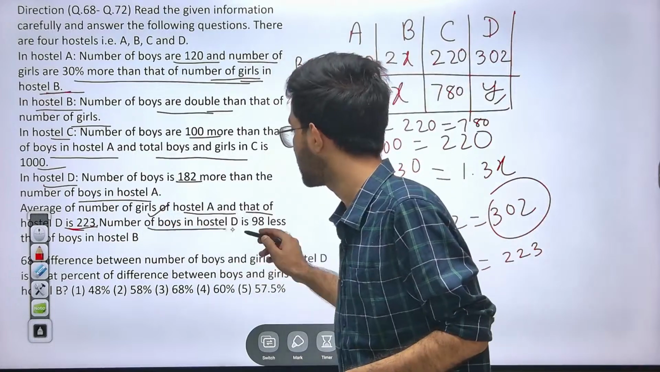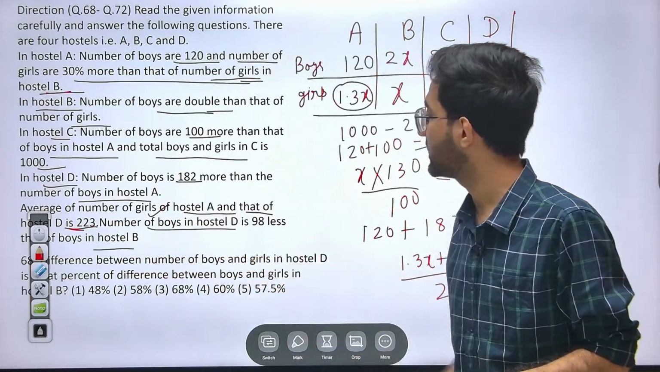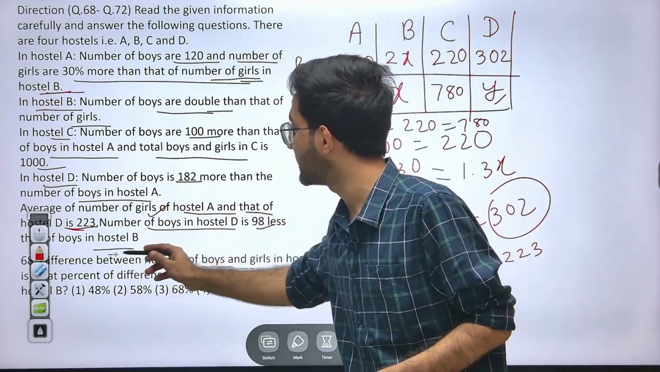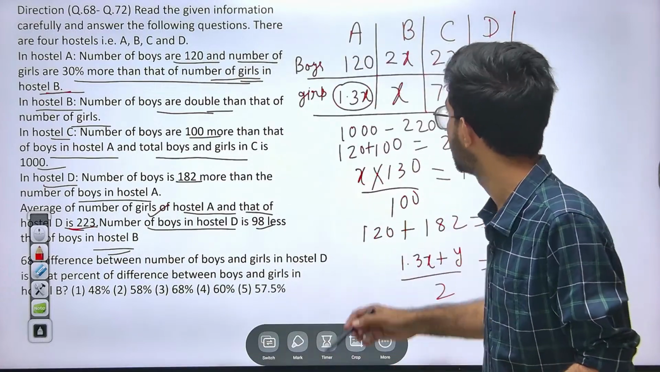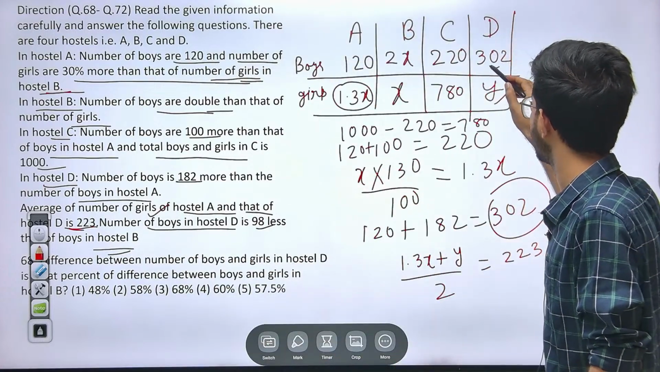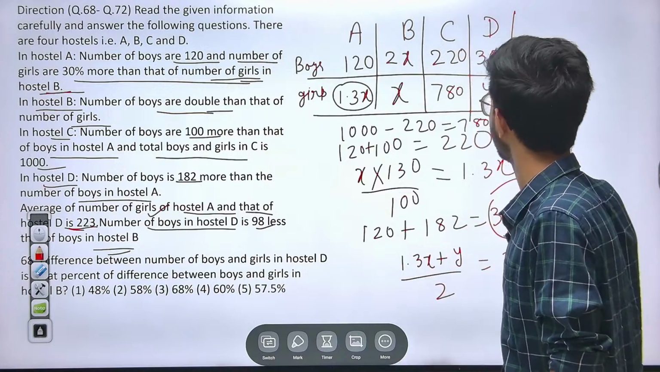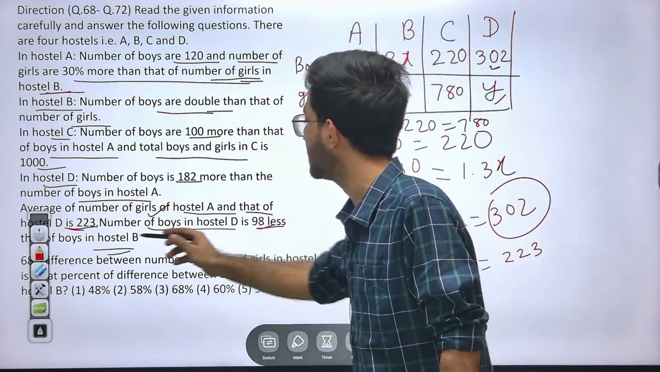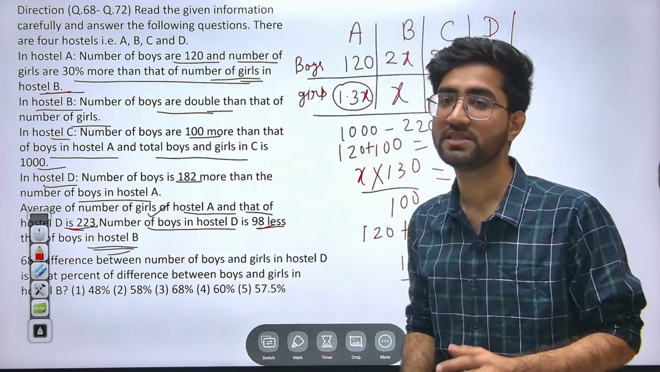Now if you read further, number of boys in hostel D is 98 less than that of boys in hostel B. Okay, it has been given that this value 302 is 98 less than that of boys in hostel B.